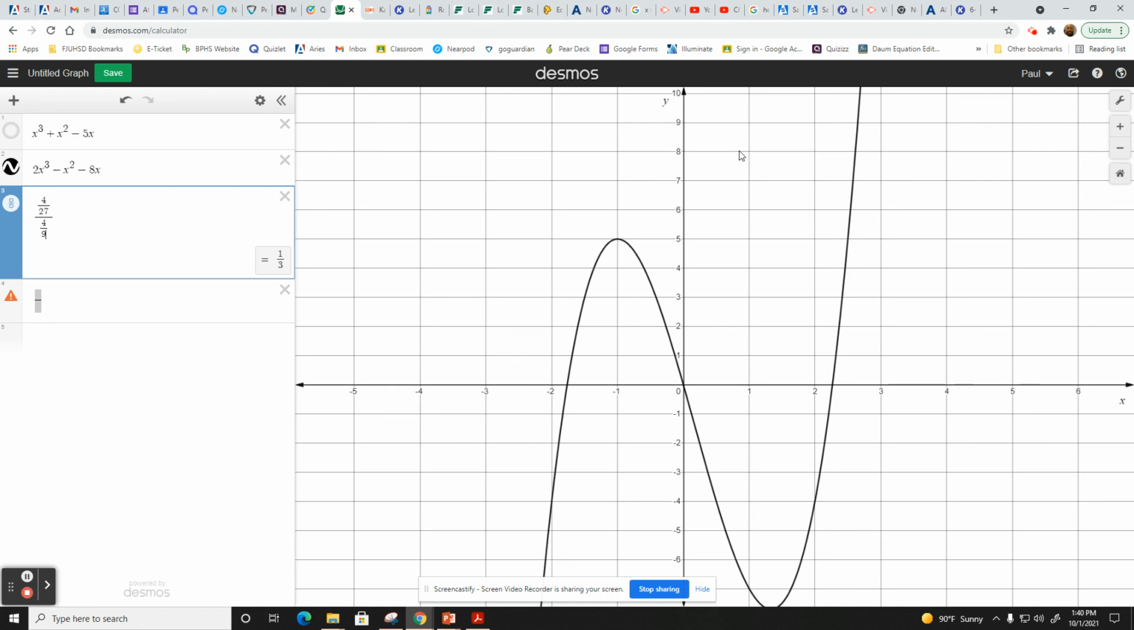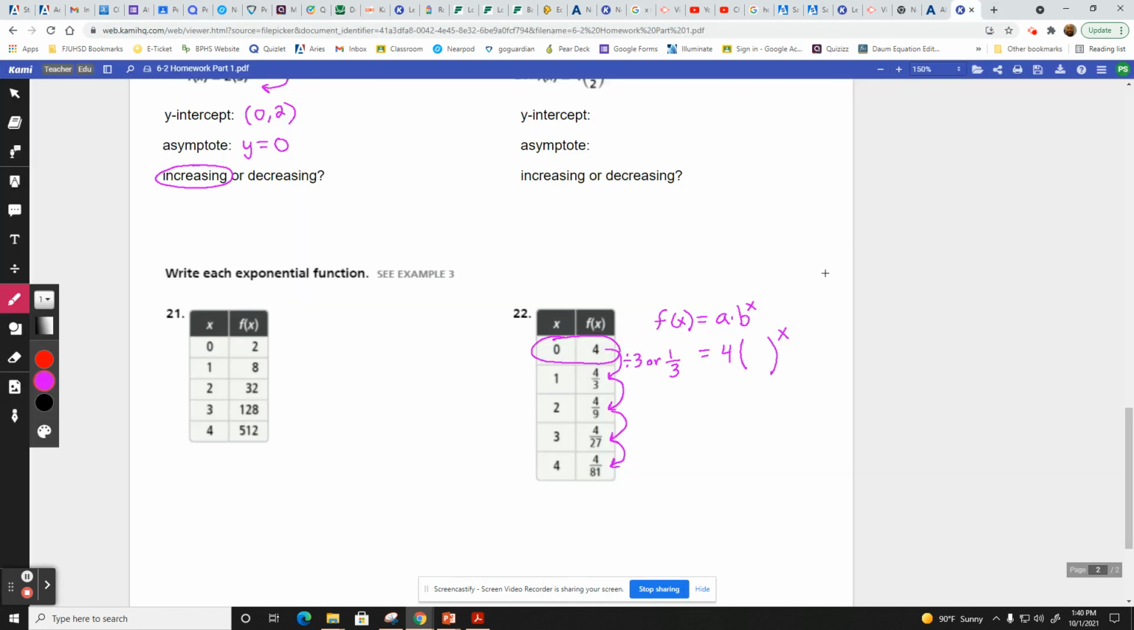So I know my common ratio is 1/3, and I put 1/3 in. That's my function: f of x equals a, which is 4, my initial value, times my base, or common ratio, of 1/3 to the x. And there we have it. All right, enjoy.